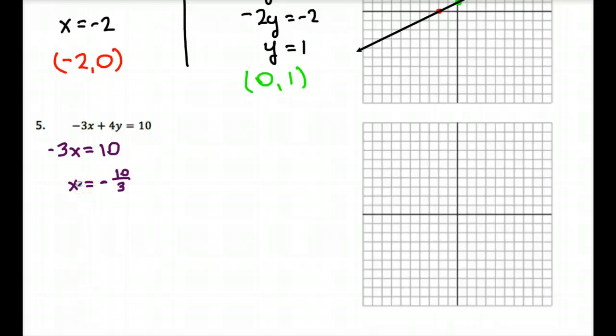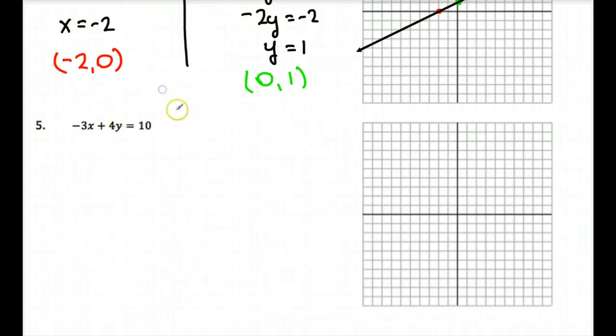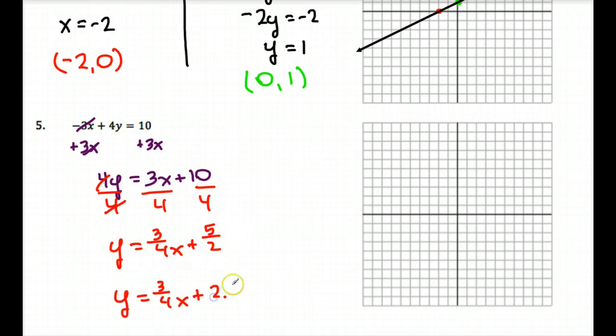So instead of doing this method, I'm just going to go back to that first method, and I'm going to isolate y in this equation. That's going to put the equation in slope-intercept form. So that means I'm going to add my 3x over, since it's a -3x, over to the right side. That's going to give me 4y equals 3x plus 10. And then I'm going to divide everything by 4. So that gives me y equals 3/4 x plus 5/2, okay, which is going to be the same thing as y equals 3/4 x plus 2.5.